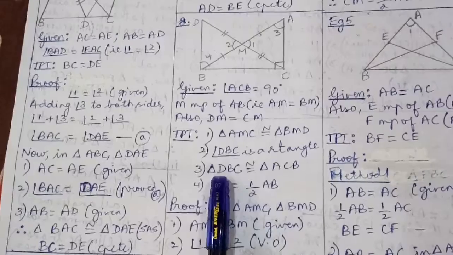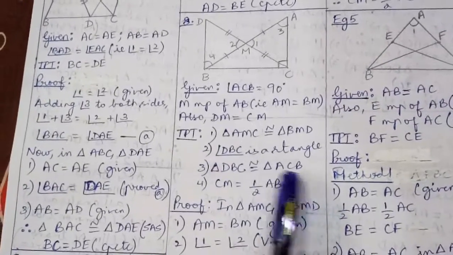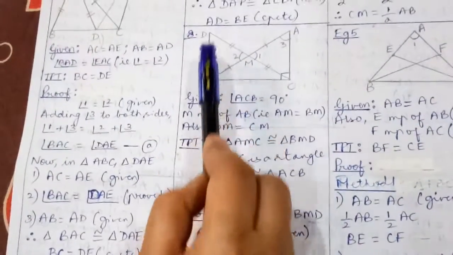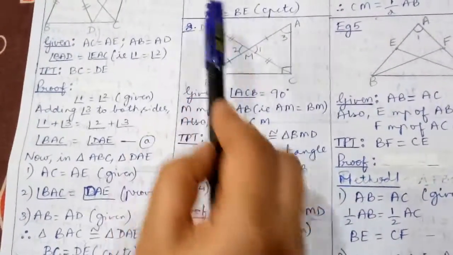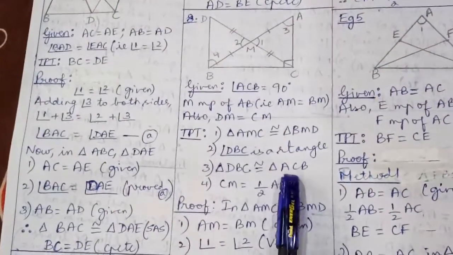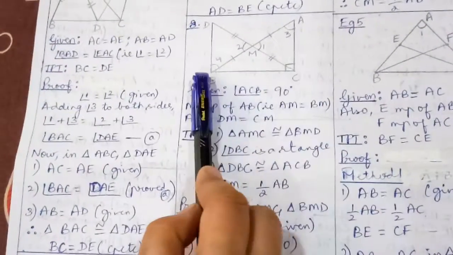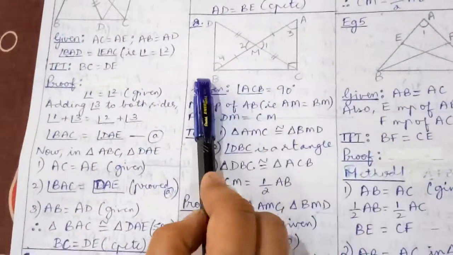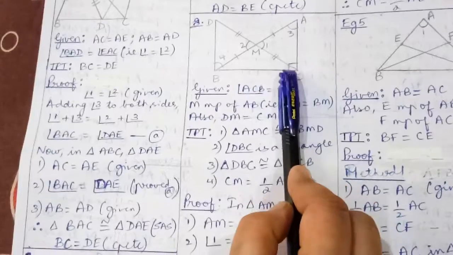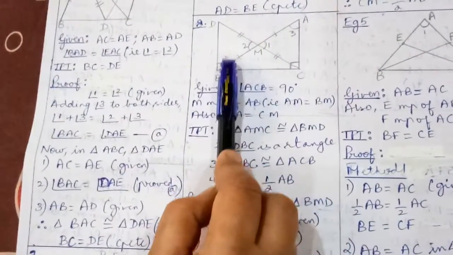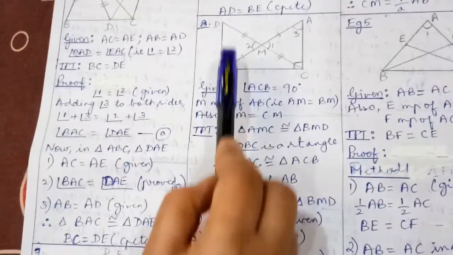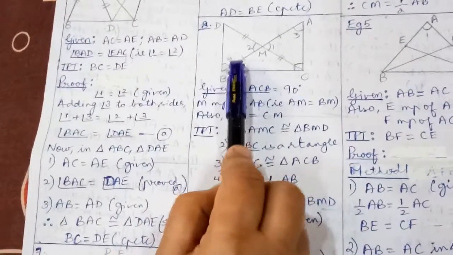Next, we need to show that these two triangles are congruent to each other. That is triangle DBC, this right triangle now. DBC is a right triangle, and the other triangle ACB is also a right triangle. ACB is a right triangle because we know that this angle C is 90 degrees. DBC is also a right triangle because we just proved that angle B is 90 degrees. Angle DBC, this full angle, is 90 degrees.